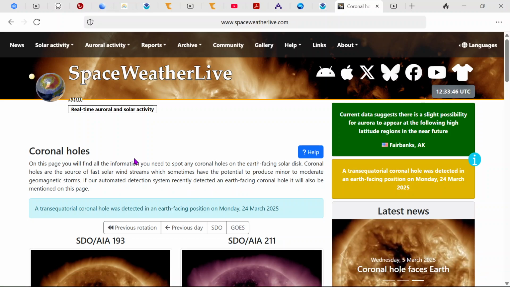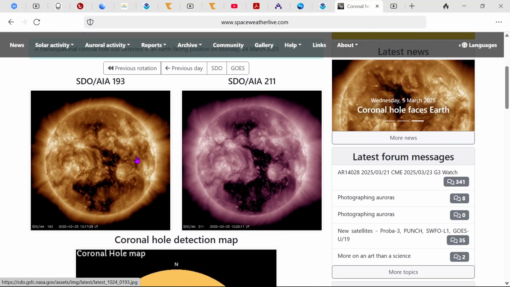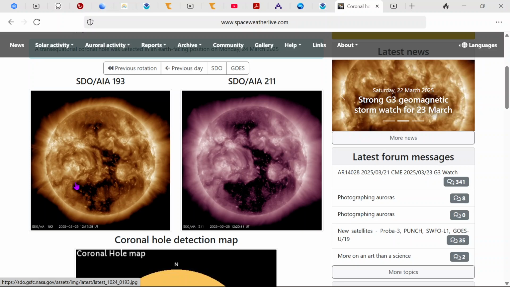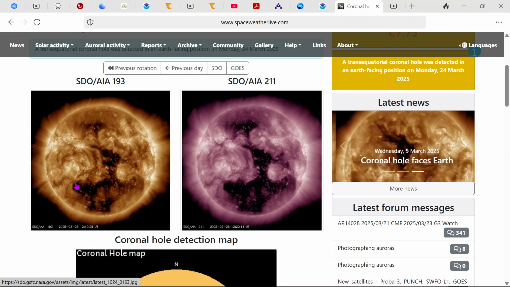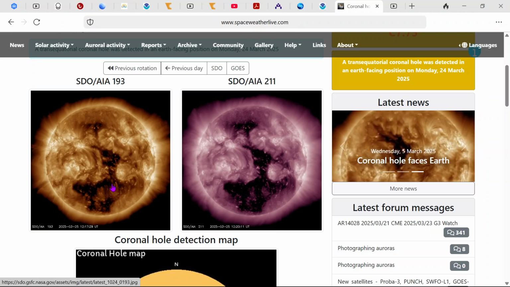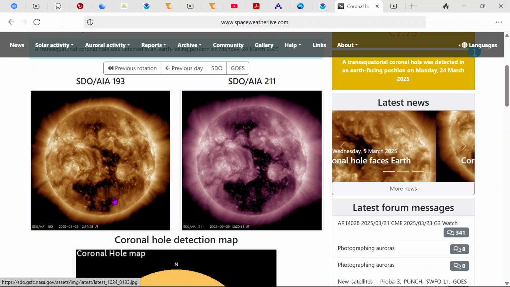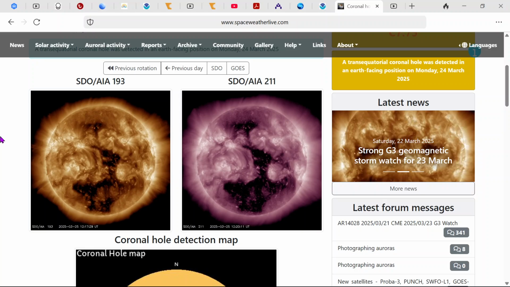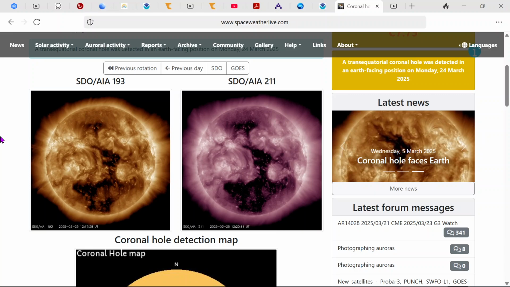Hopefully, you are aware that we have a very big coronal hole facing Earth, and I've been talking about this probably in my last video. And hopefully, you also know that where we have coronal holes, there is a high-speed stream of solar wind impacting Earth. In other words, it's very windy and it's dark plasma.